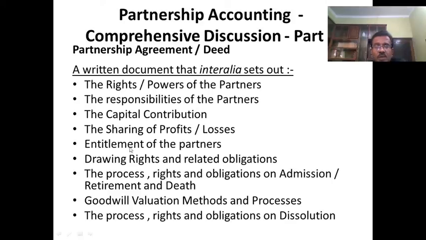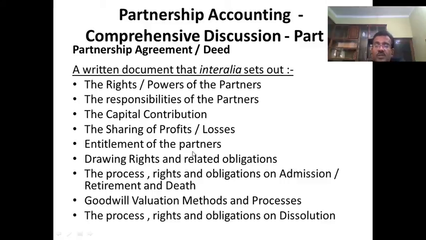Partnership agreement, we need to understand, is a written document that, inter alia, sets out the rights and powers of the partners, the responsibility of the partners, the capital contribution, the sharing of profits or losses, entitlement of the partners, drawing rights and related obligations, the process, rights and obligations on admission, retirement and death, goodwill valuation method and process, and the process, rights and obligations on dissolution.